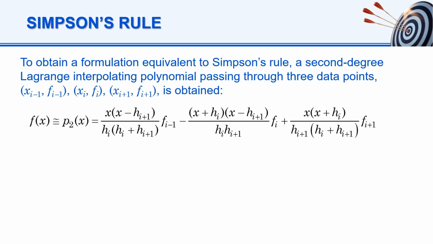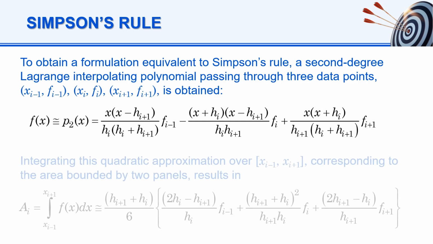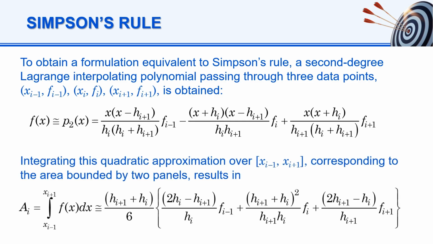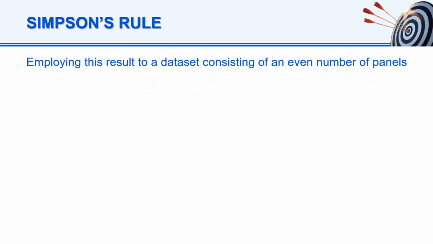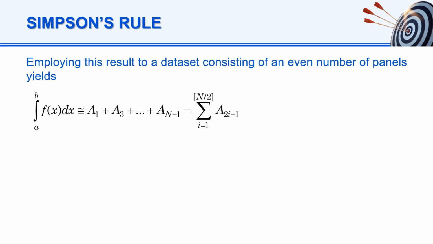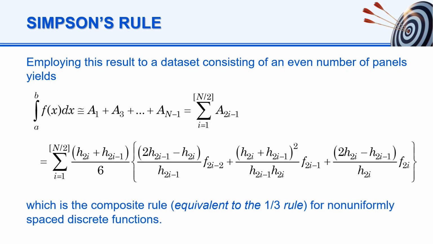To obtain a formulation equivalent to the Simpson's rule, a second-degree Lagrange interpolating polynomial passing through 3 data points is obtained. Integrating this quadratic approximation from x_{i-1} to x_{i+1}, corresponding to the area bounded by the two panels, results in the following expression. Employing this result to a dataset of even number of panels yields the following, which is the composite rule equivalent to Simpson's 1/3 rule for non-uniform discrete functions.